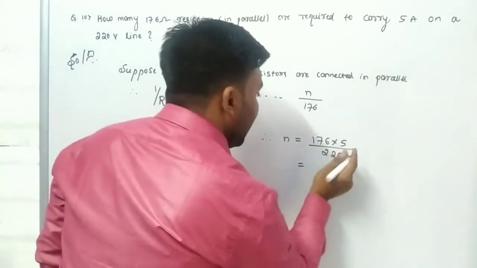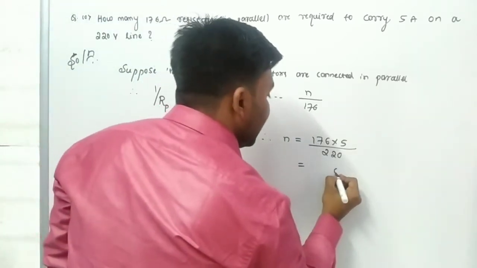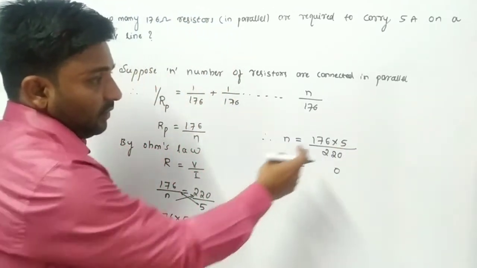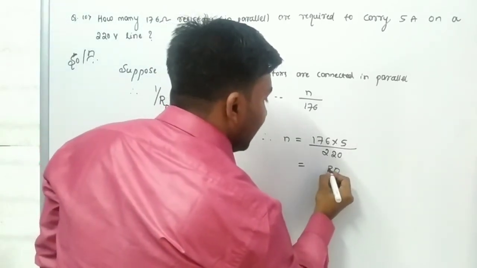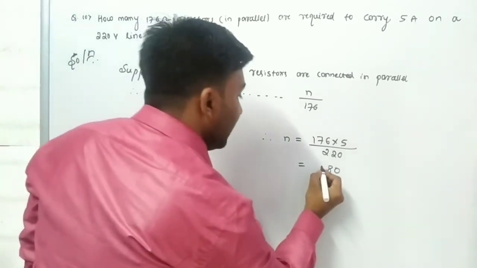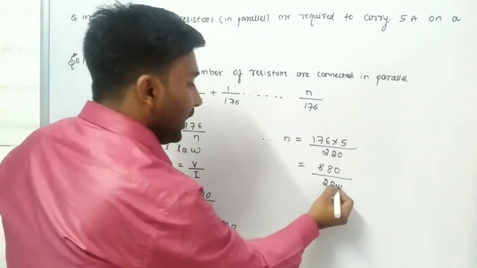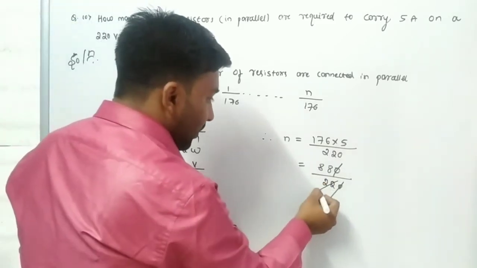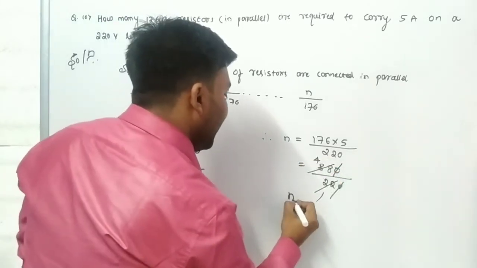This is equal to, now multiply 5 into 6, it is 30, carry 3. 5 7s are 35 plus 3, it is 38, carry 3. 5 into 1 is 5 plus 3, it is 8. So 880 divided by 220 as it is. Now the 0 and 0 both get cancelled. So here we have 22 ones are 22, and 22 fours are 88. So n is equal to 4.